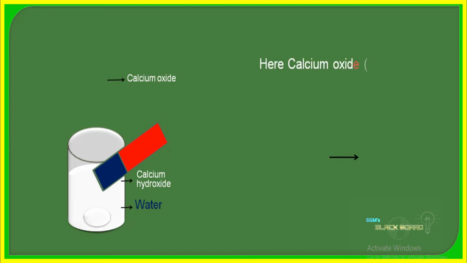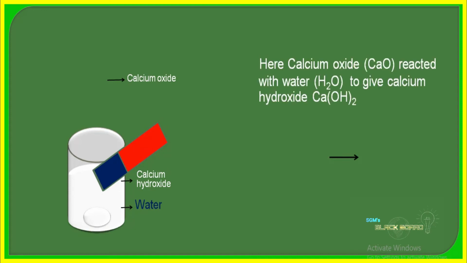Here, calcium oxide reacted with water to give calcium hydroxide. This is the chemical reaction here. So, we have to represent it using symbols and formulae in simplest form. Calcium oxide formula CaO, water H2O, and calcium hydroxide Ca(OH)2. So here calcium oxide and water, both of them are reactants, and calcium hydroxide is a product.